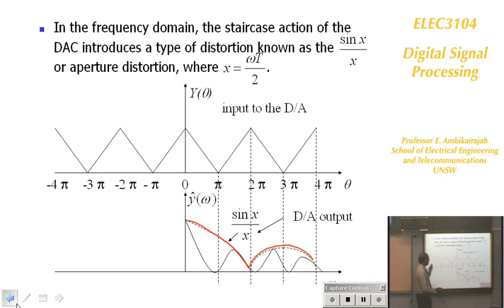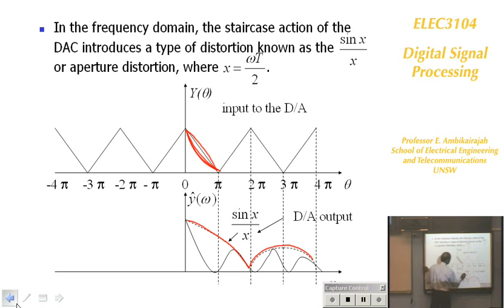So what will happen is, this effect is going to shape this signal. It can shape it such that it will come like that. So you're going to have a kind of distortion in the D2A converter output. We need to remove that.